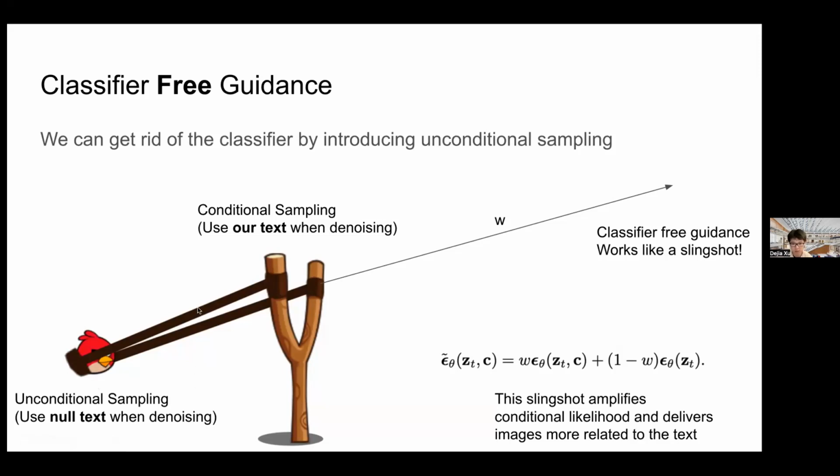Classifier-free guidance here works like a slingshot. You can see the equation here. It basically does a weighted average of these two sampling results. And this slingshot actually amplifies the conditional sampling and makes our generated images closer to our text, for example. So nowadays, classifier-free guidance is very popular because it delivers images more related to the text. And this is also what is widely used in recent diffusion models such as Imagen or Stable Diffusion.